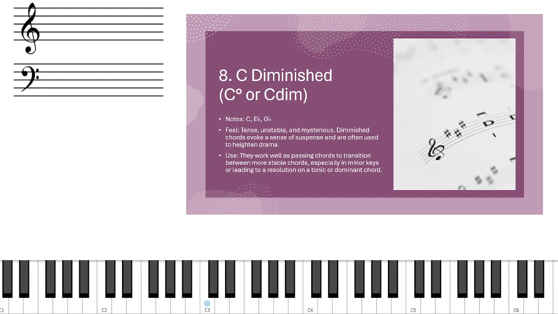Diminished chords evoke a sense of suspense and are often used to heighten drama. They work well as passing chords to transition between more stable chords, especially in minor keys. Let me give you a quick example. So from C, if I wanted to go to a D minor, I could go from a C major to a C sharp diminished and to D. So that's the use of diminished chords.